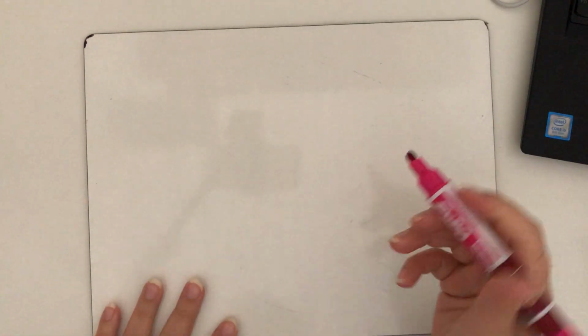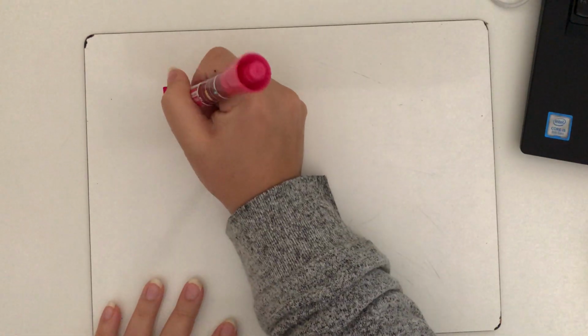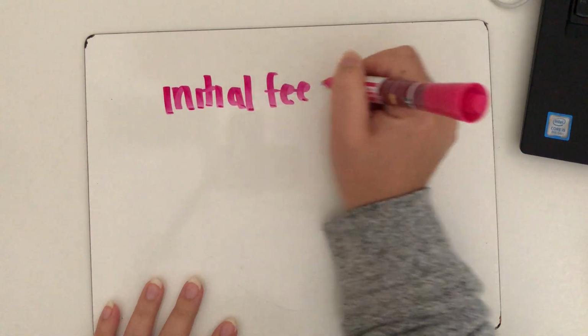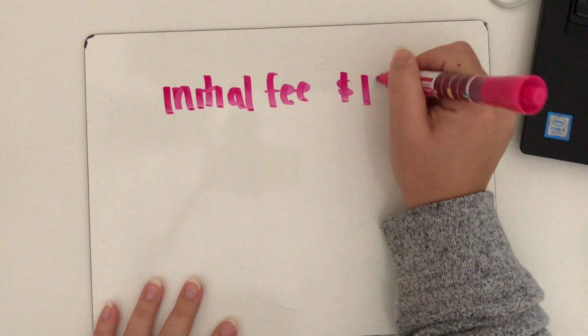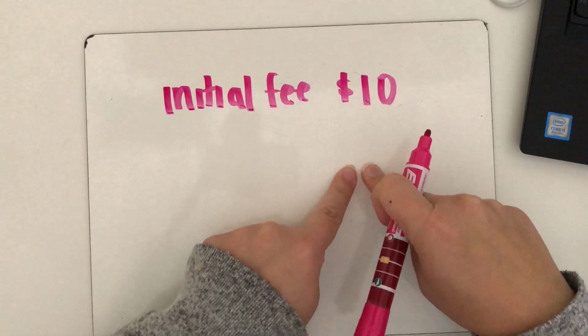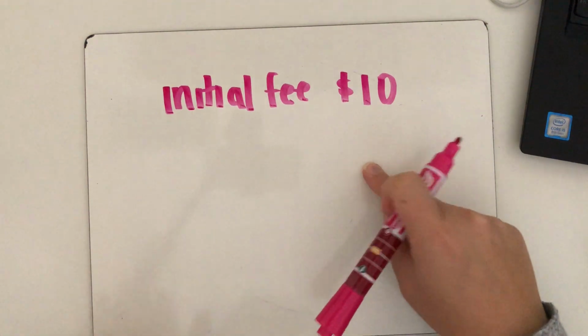So here's an example. Rashida owns a bike rental company. She charges an initial fee. So I'm gonna write initial fee. And that is a $10 initial fee for each rental. So every time you rent a bike, you gotta pay $10, no ifs, ands, or buts.